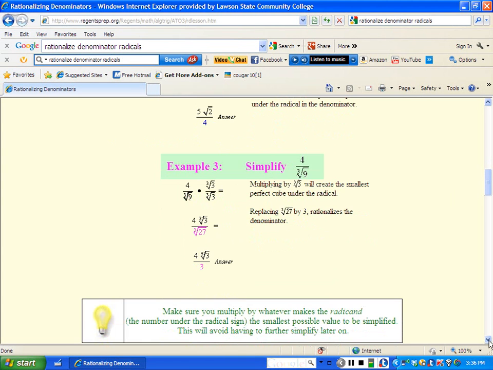Example 3. Simplify 4 divided by the cube root of 9. Now we got to switch our thinking to perfect cubes. 9 times what number will give us a perfect cube? Turns out we can use 3, because 9 times 3 is 27, and the cube root of 27 is 3. Voila. The radical is out of the denominator.